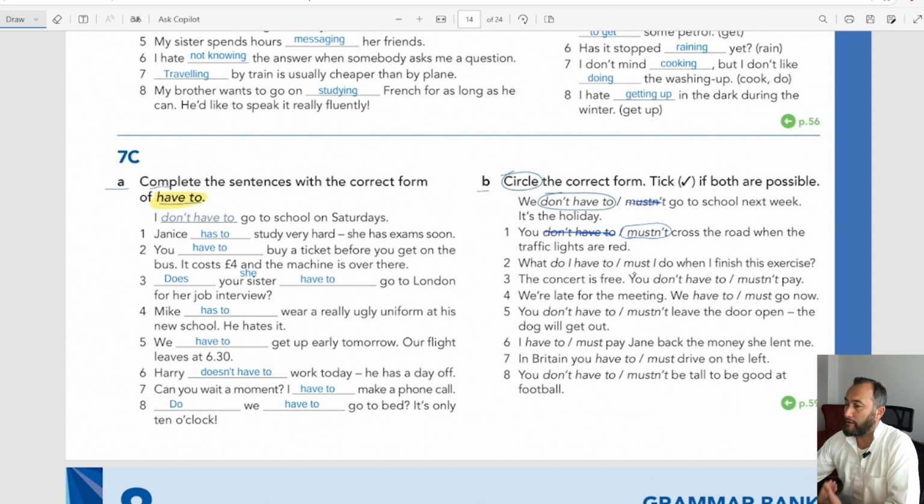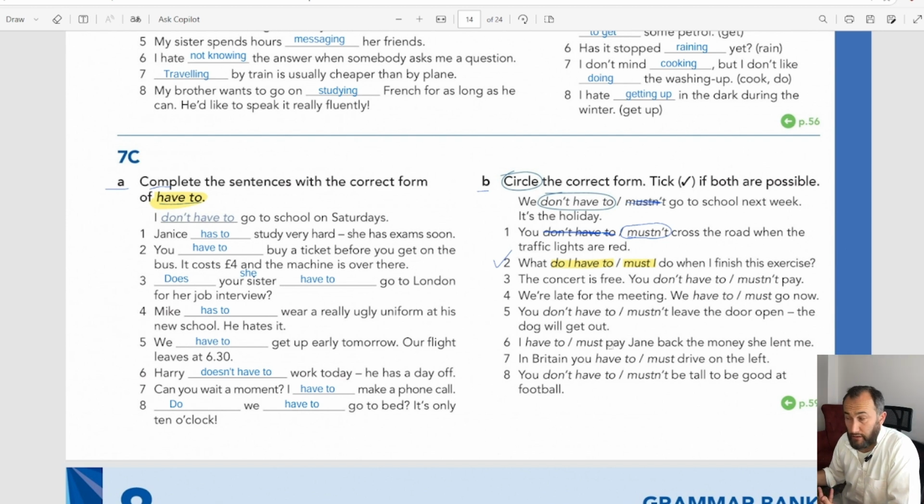Number 2: what do I have to or what must I do when I finish this exercise? Both okay here. We can use both, really. The concept is free. Let me just highlight these two options, as some students might not still get it. Do I have to and must I? What must I do when I finish this exercise? What do I have to do when I finish this exercise? Both correct, guys, here.